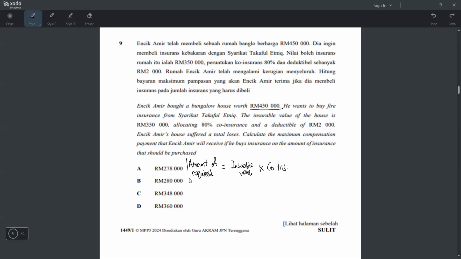So when you are doing fire insurance, you always start with this formula. You always use this formula first, right? After you use this formula, you will get your amount required, jumlah yang harus dibeli. After you get that, now you check whether it's case 1, case 2, or case 3.